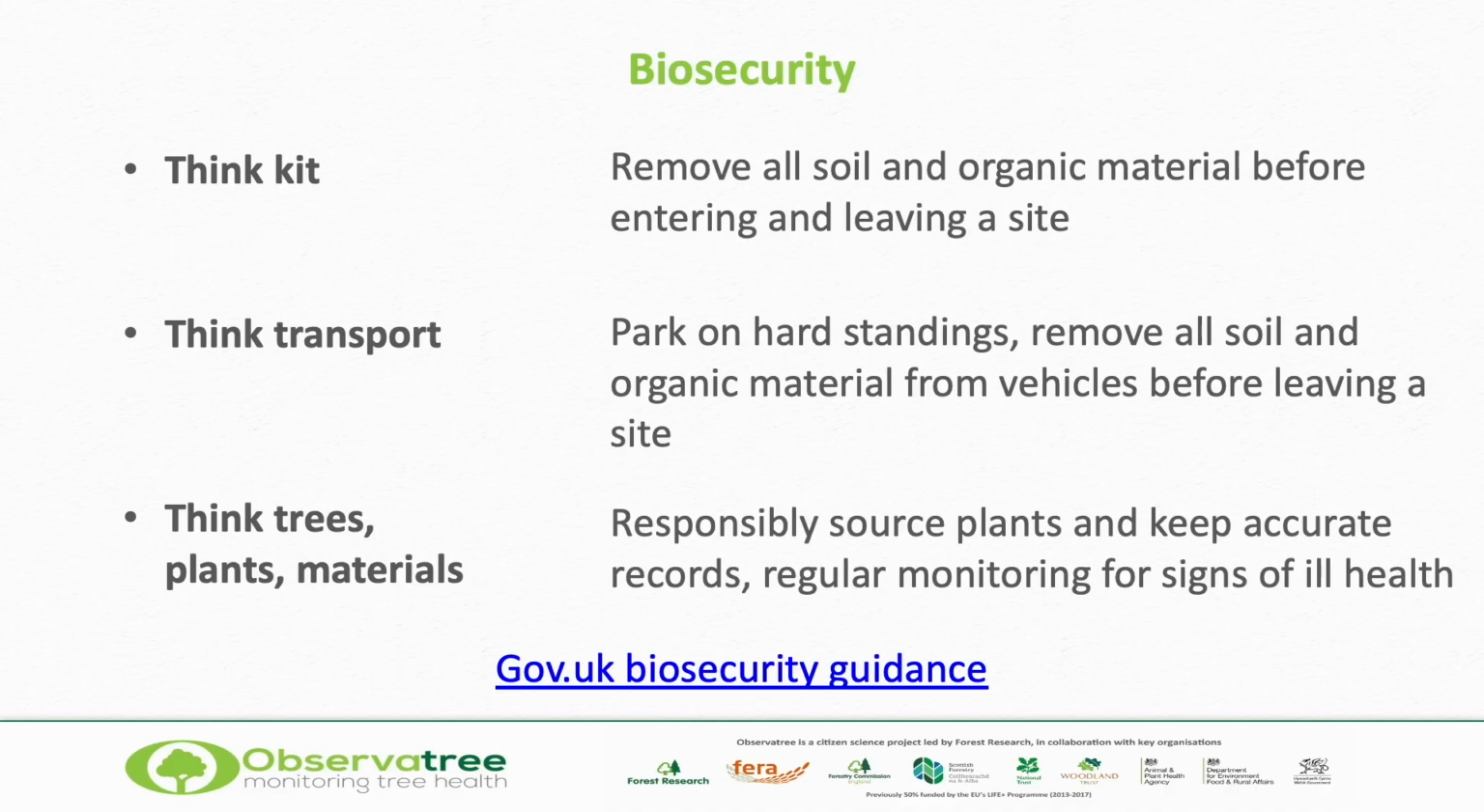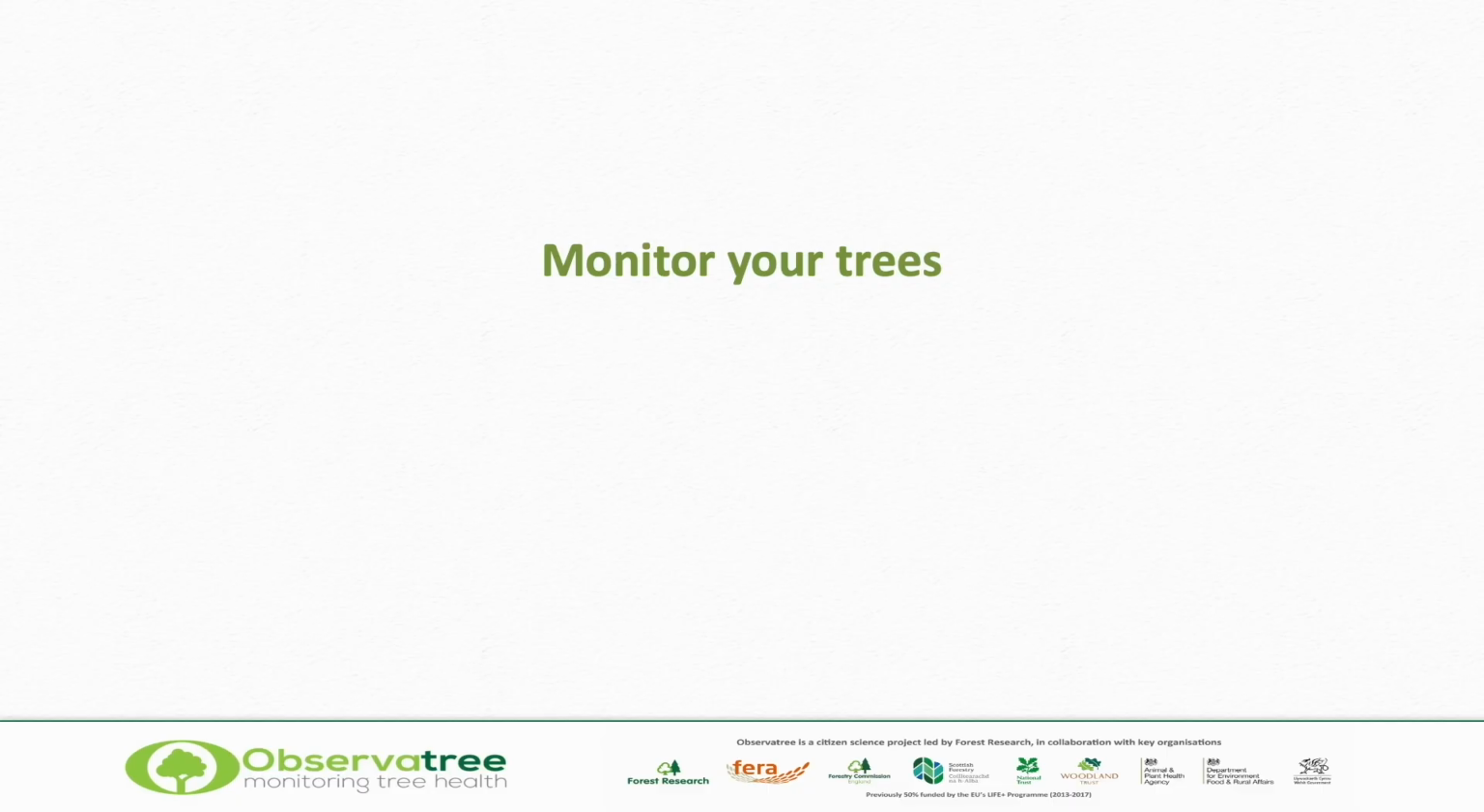So ideas like responsibly sourcing your plants and keep accurate records. If something does get found, then accurate records can help us trace back through a supply chain and go out and look for it and possibly even do things like eliminate it from other sites. So records are really important. Where you can really help as well is regular monitoring. So get to know your trees and look for signs and symptoms of ill health.